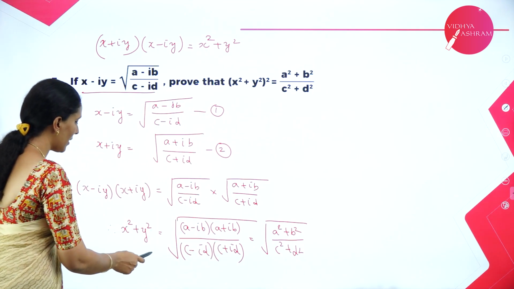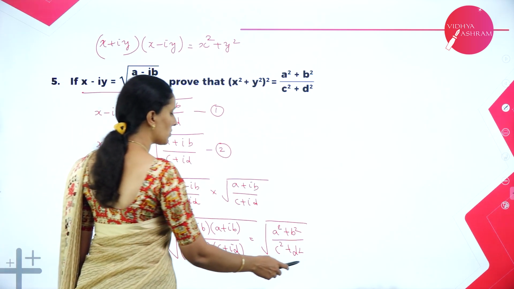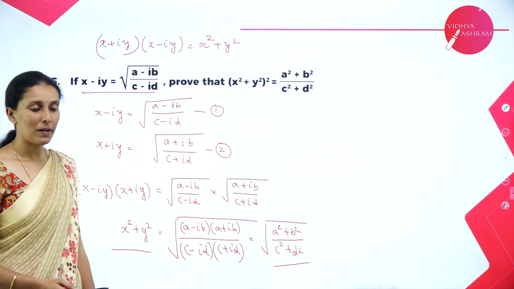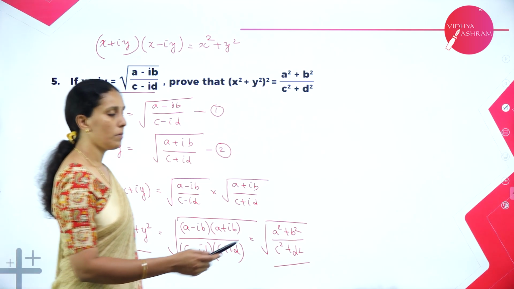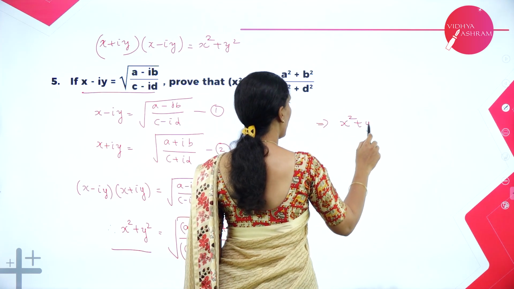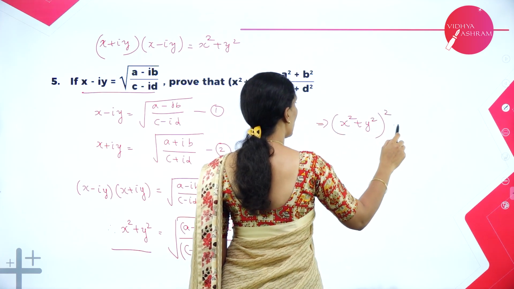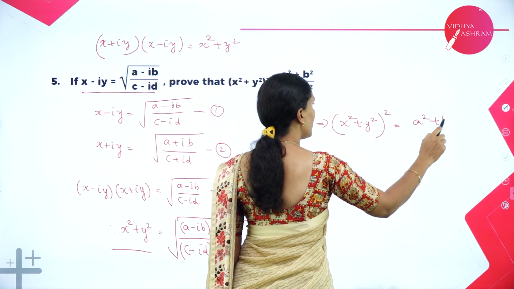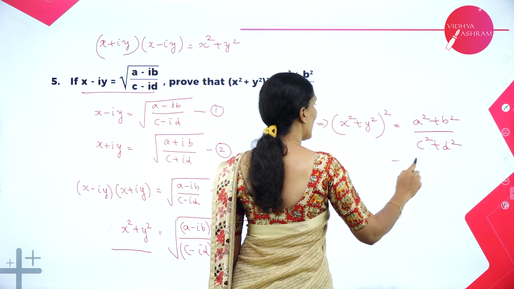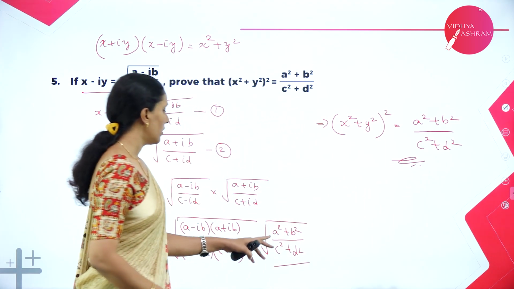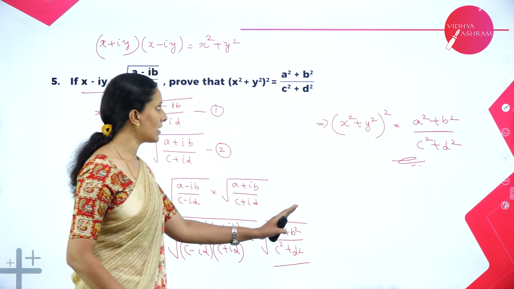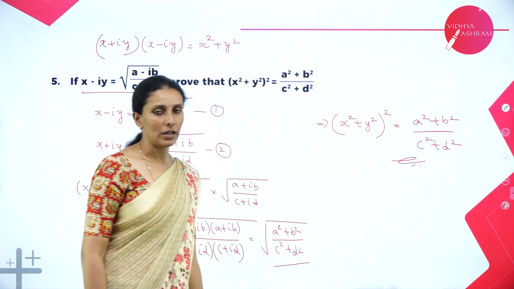Now you have x square plus y square is equal to square root of a square plus b square divided by c square plus d square. Now squaring on both sides, this will give you x square plus y square whole square is equal to a square plus b square divided by c square plus d square. Hence the result is proved. So squaring on both sides, you will get square here, and square and square root cancel here. So we are left with the real numbers.